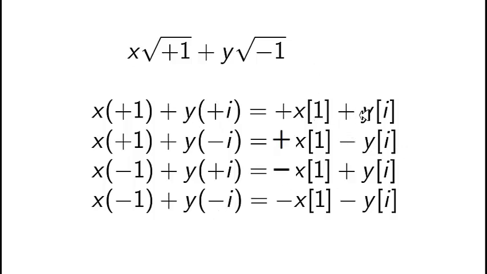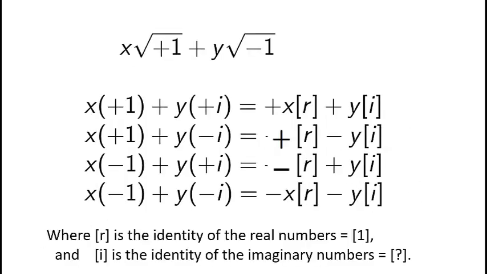So you get plus x times the identity. Now I'm putting the identity in here in square brackets like I did earlier. So positive x times the real identity plus y times the imaginary identity. Then you have the negative x times the real identity, minus y times the imaginary identity, and so on. Okay, and so then I'll go to my original syntax. This is actually a nice chunk of code right here.